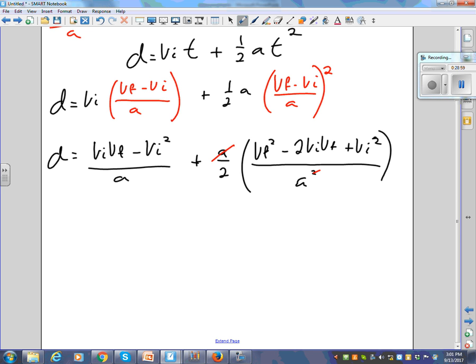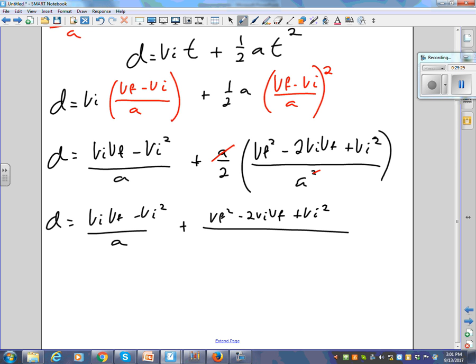Now at this point, I hate this step because I have to rewrite the whole thing with just a little tiny difference. If you don't want to do this step, that's fine. I like to do it just to show kids. So this is going to be VI VF minus VI squared all over A. And this is going to be all that top bit there, VF squared minus 2 VI VF plus VI squared, and it's all going to be over 2A.